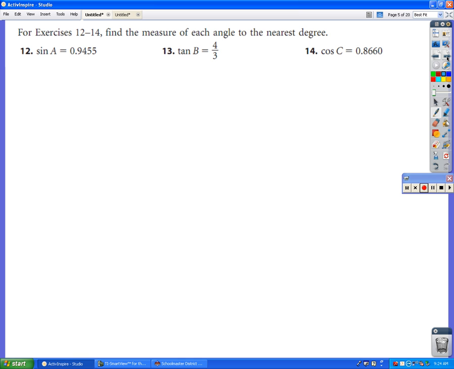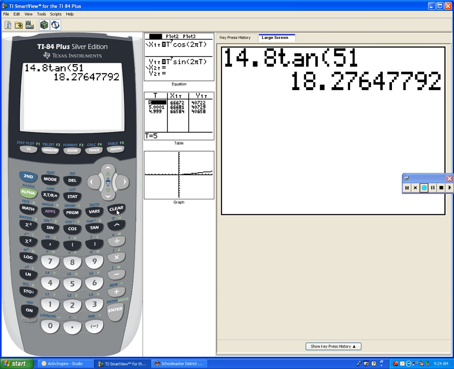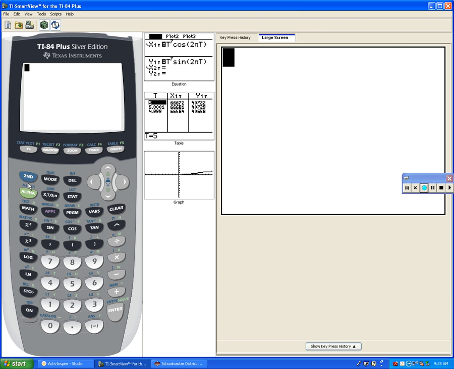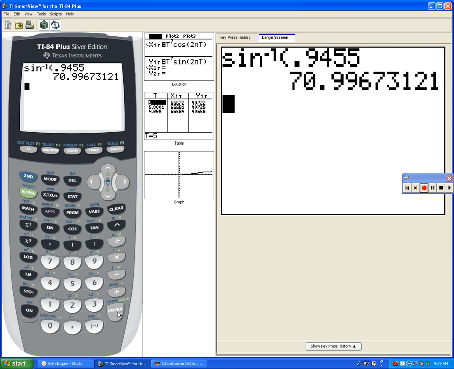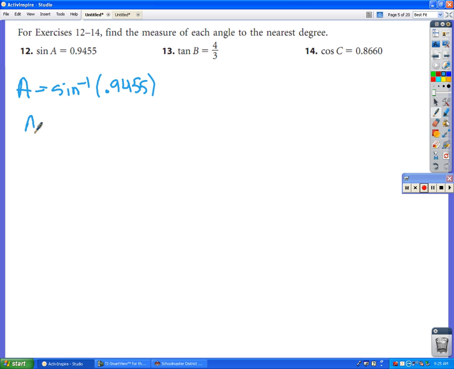So I have to go sine inverse of 0.9455, and now they want this to the nearest degree. So I'm going to go second sine 0.9455. Okay, and to the nearest degree, that is going to be 71 degrees.